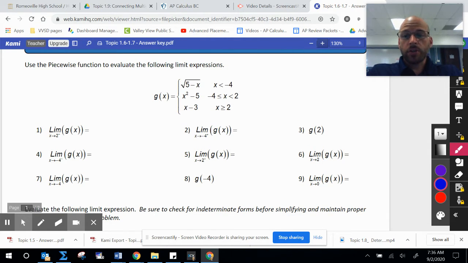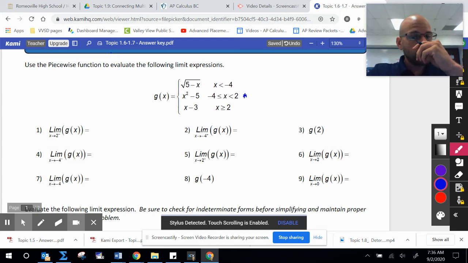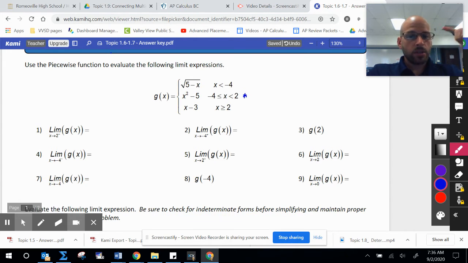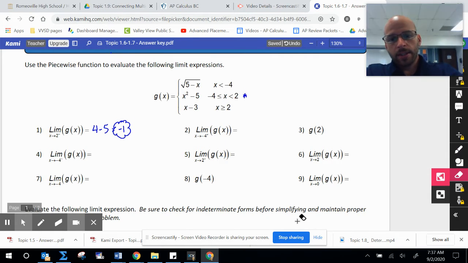For a lot of these, I'm going to use a direct substitution. So if I want, as x approaches 2 from the left side, and I'll kind of try to star things, this would be 2 from the left because it would be -4 to 2. That would be less than 2. So if I plug in 2 into that function, I'm going to get 2 squared is 4, 4 minus 5 is a -1.